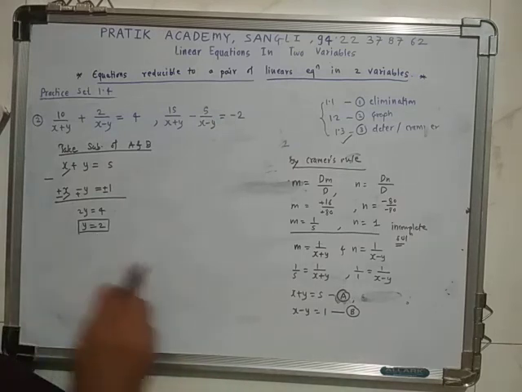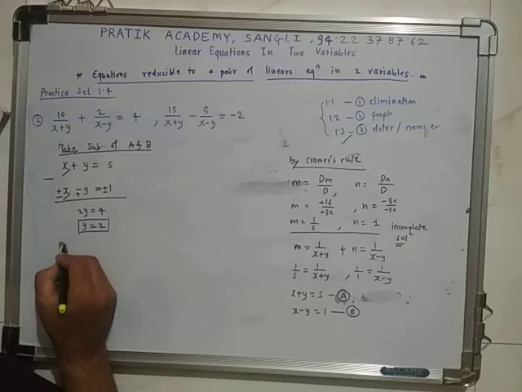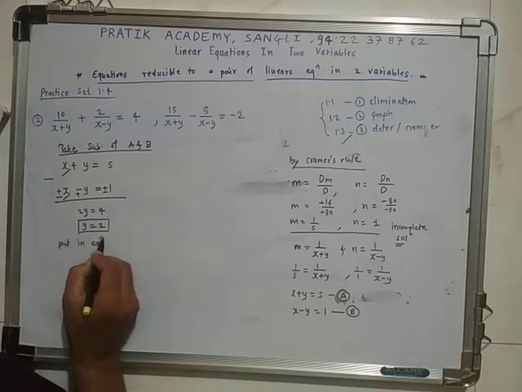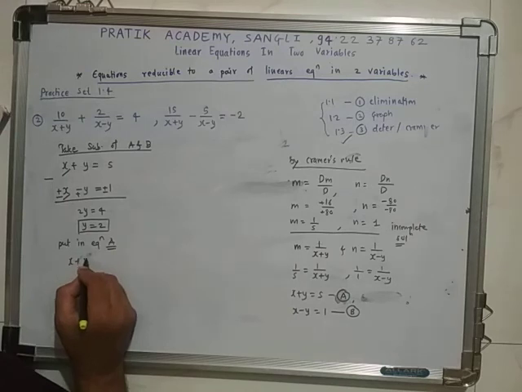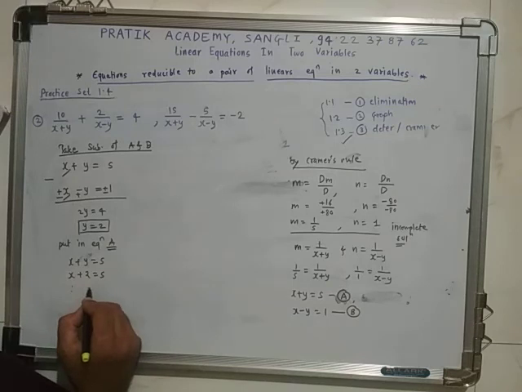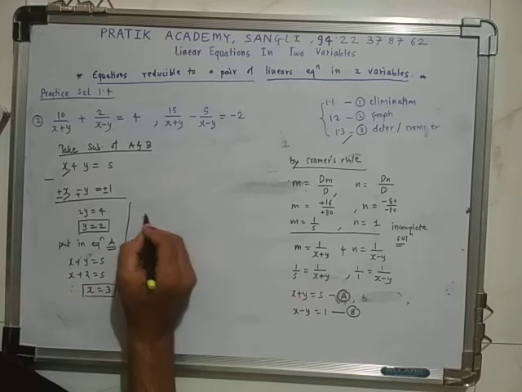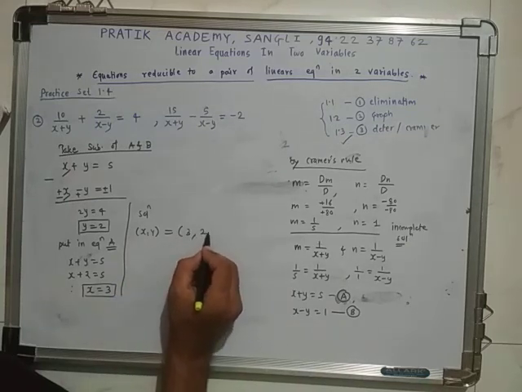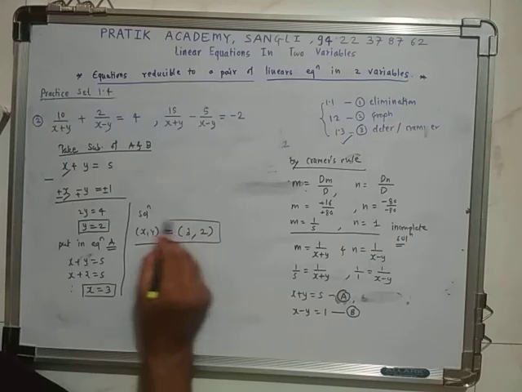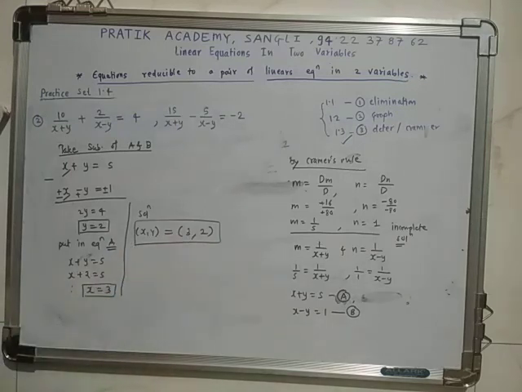Okay, we will get y as 2. So put this value in equation A or B. So put in equation A. What will be the answer? x plus y is equal to 5, x plus 2 is equal to 5. Therefore x is equal to 3. Therefore final solution x comma y is equal to, value of x is 3, value of y is 2. So this is the complete solution of this problem.